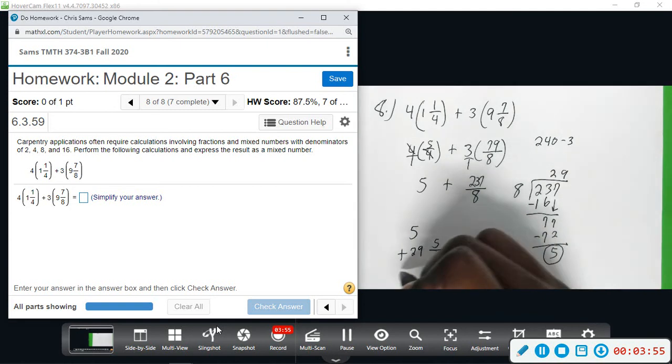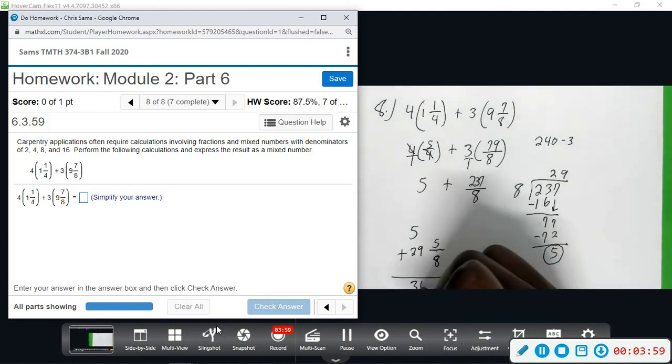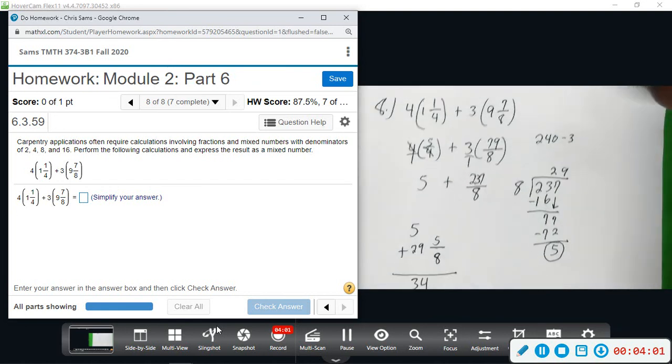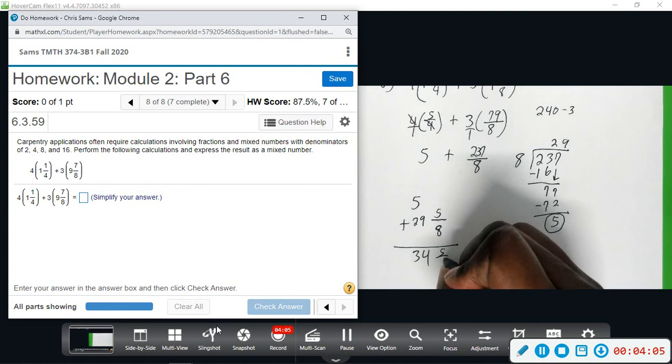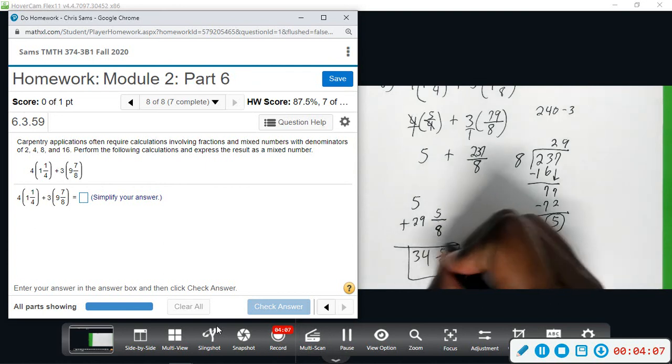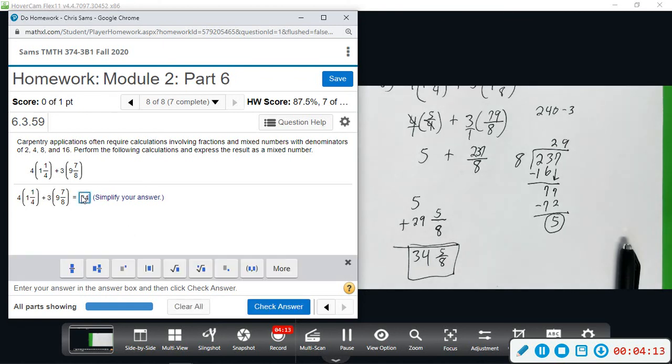So now we can add the whole number part, 5 and 29, and we get 34 running off the screen here. 34 and then the 5/8. 34 and 5/8 is what we get here. 34 and 5/8.